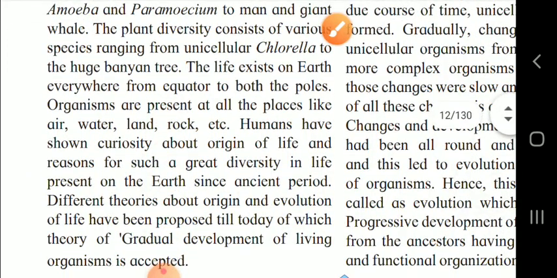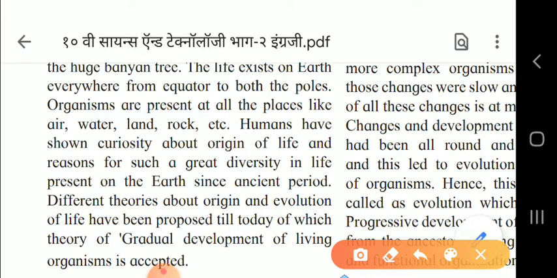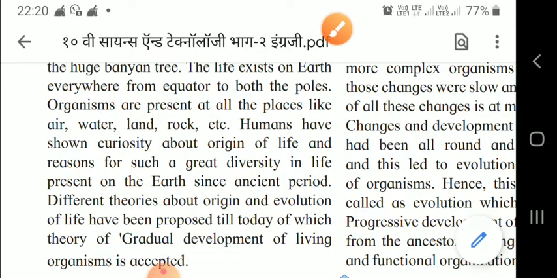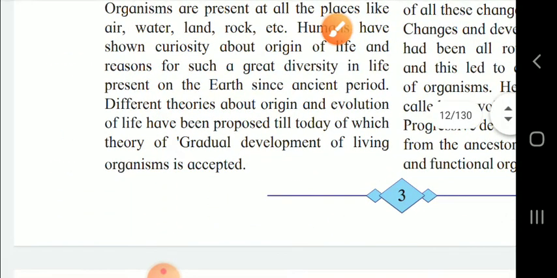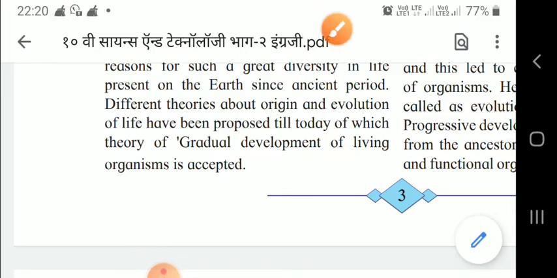So the organisms are present at all places like air, water, land, rock, etc. Humans have shown curiosity about the origin of life and the reason for such great diversity in the life present on the earth, from the ancient time only. Regarding this, different theories about the origin and evolution of life have been proposed till today, out of which a theory of gradual development of living organisms is accepted now. So this is an important point, children.